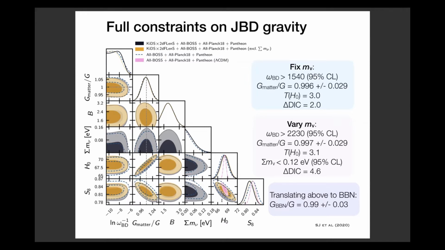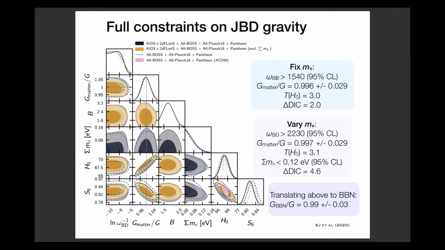And you can see here in particular in the S8 H0 plane that as we go from lambda CDM, given by the pink contour, to the extended cosmology, as we're increasing our effective gravitational constant, this allows for larger values of the Hubble constant, and it also allows for smaller values of S8.